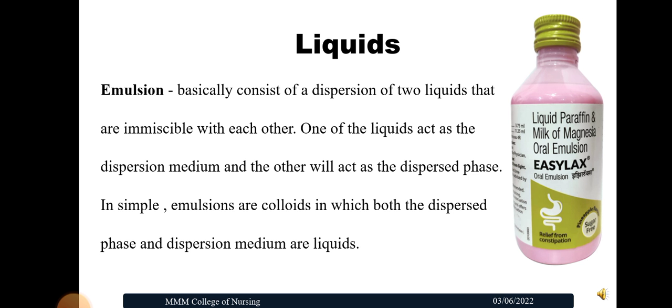Emulsion. Basically, it consists of a dispersion of two liquids that are immiscible with each other. One of the liquids acts as the dispersion medium and the other acts as the dispersed phase. In simple terms, emulsions are colloids in which both the dispersed phase and the dispersion medium are liquid.